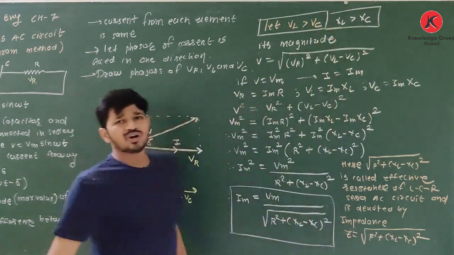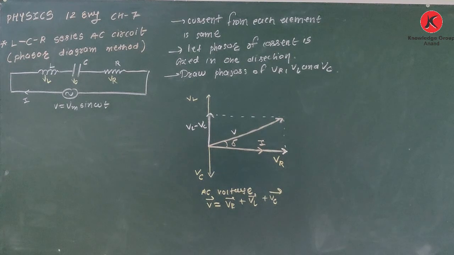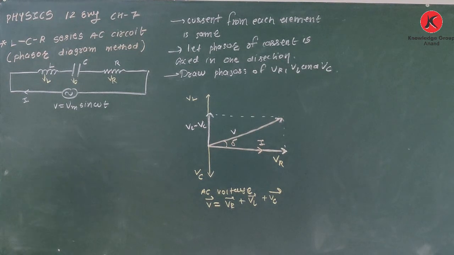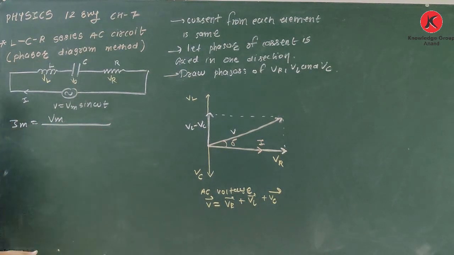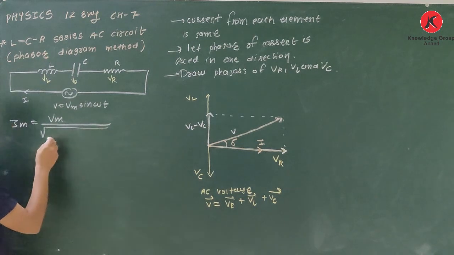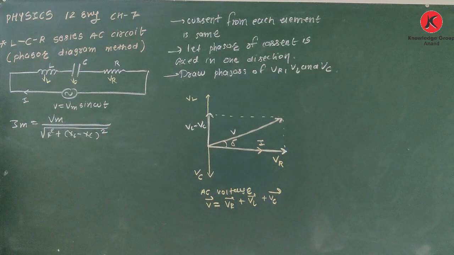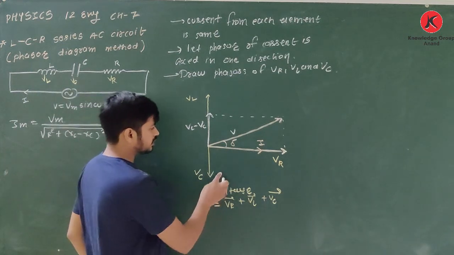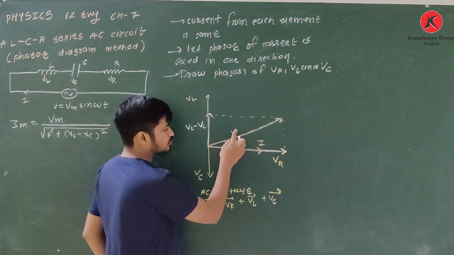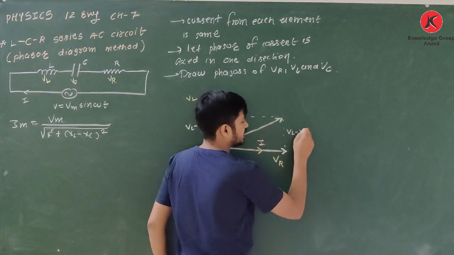Clear about this? Okay. Now, what about phase difference? See, here it is. What is the value of Im? Im is equal to Vm upon under root R square plus XL minus XC whole square. Now how to find the value of del? In the same figure, del is the phase difference between voltage and current. It is VR and it is VL minus VC.